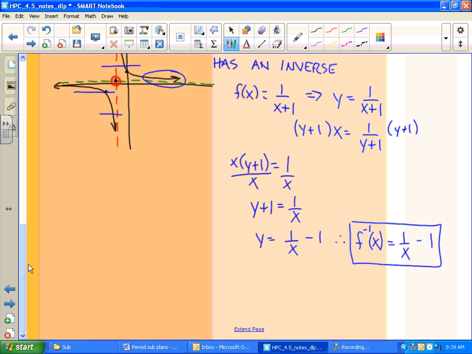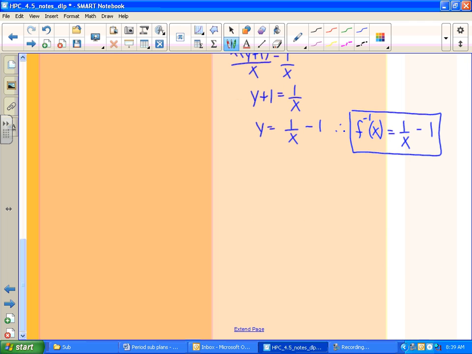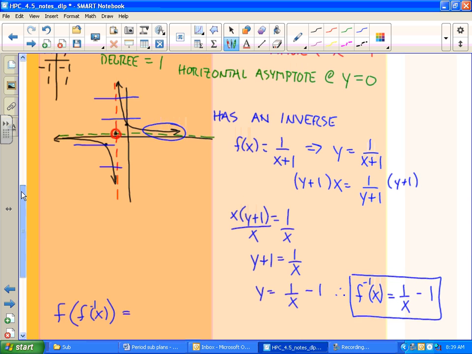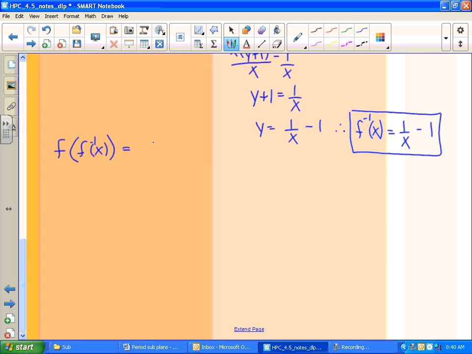Okay, so let's composite. Let's do, first of all, we're going to composite f of x with f negative 1 of x. So we're going to be doing this f of the inverse of x. So we're going to stick the inverse function into the original function. All right, here we go. Original function was 1 over x plus 1. So we have 1 over. This is now going to come and substitute into the x. So 1 over x minus 1 plus 1.